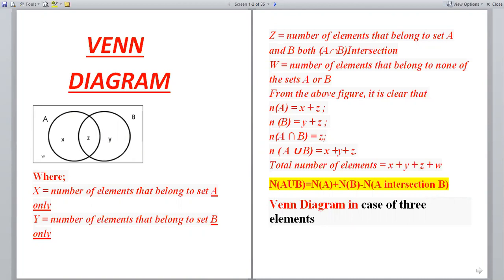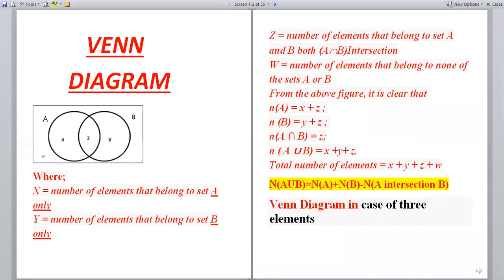Like you can see, X is the number of elements that belong to set A only. You have to lay stress on this word only. This is very important. And then Y is the number of elements that belong to set B only. And Z, of course, is the number of elements that belong to set A and B both. So it means it is A intersection B. And W, as you can see in the diagram, is the number of elements that belong to neither A nor B.